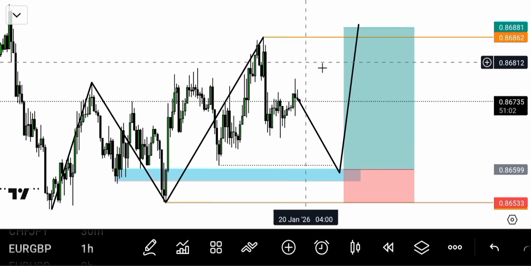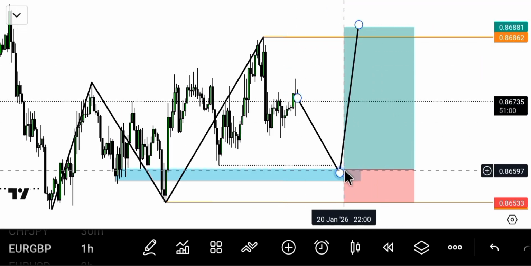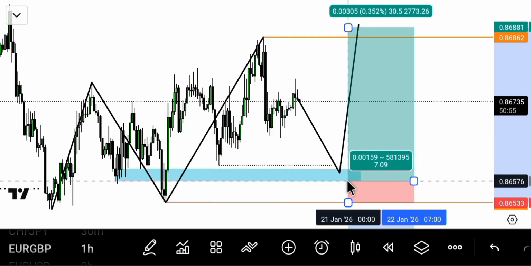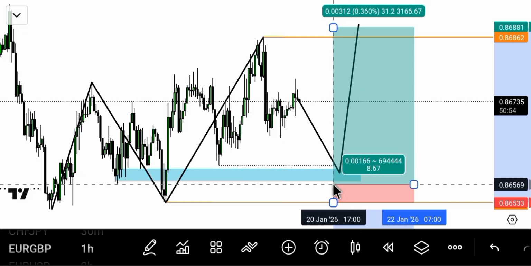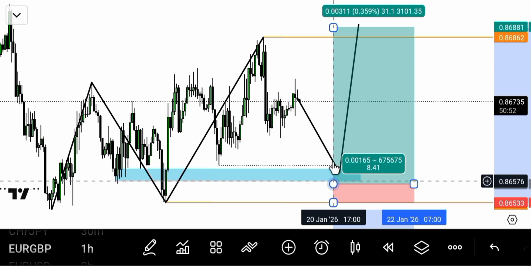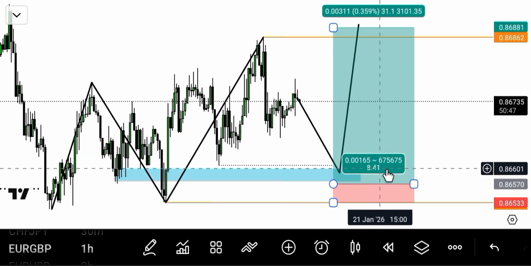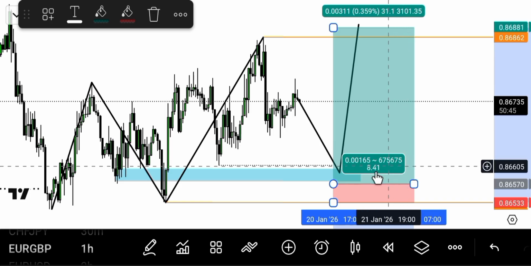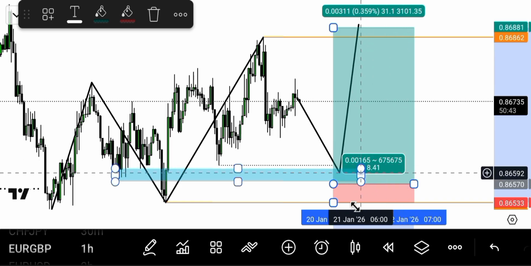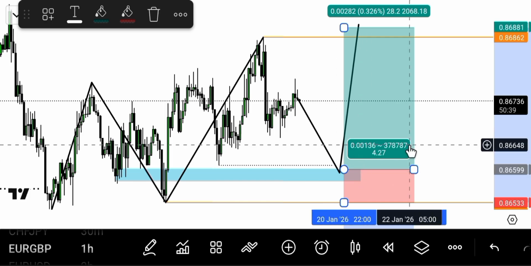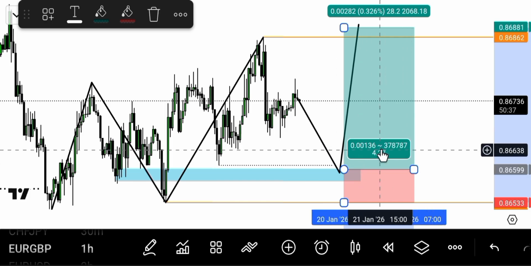It's external range liquidity. And if you want a tighter stop loss, if you want a bigger risk to reward, you can move your entry, you can lower your entry. Once you lower your entry, you are reducing the chances of you getting triggered, but you are increasing your risk to reward. What do I mean by that? As you can see, when we had our entry at this point, we had a risk to reward of 4.27R, which is 4R.